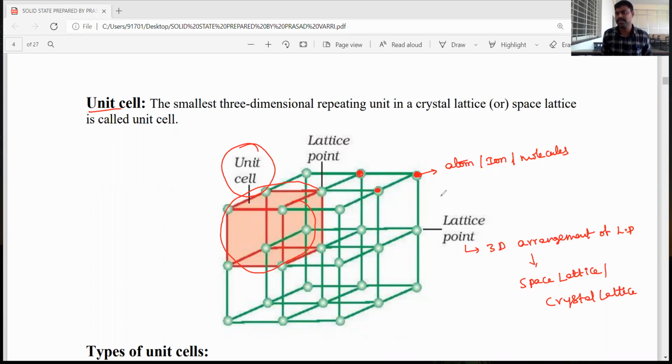Now we need to discuss the types of unit cells: how many types of unit cells are present, and how many atoms, molecules or ions are present in a unit cell. That is known as the unit cell constant. The unit cell constant calculations are also very, very important, dear students. Let's see that. We'll discuss the types of unit cells.